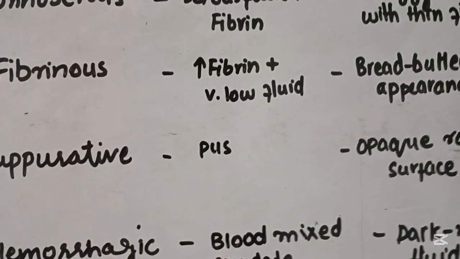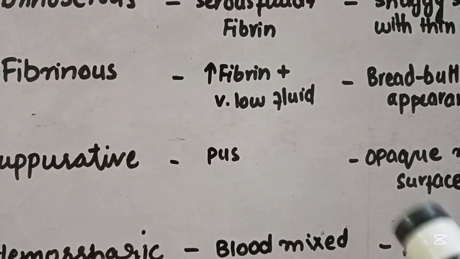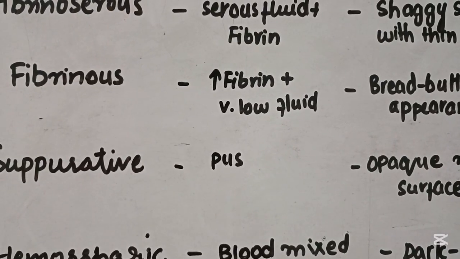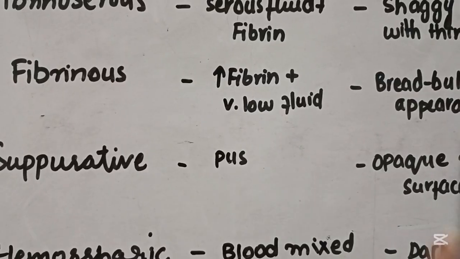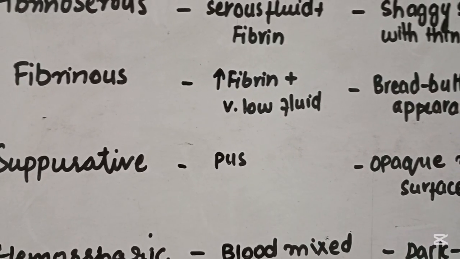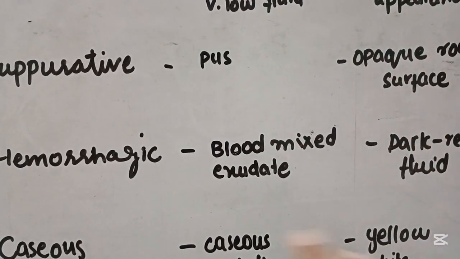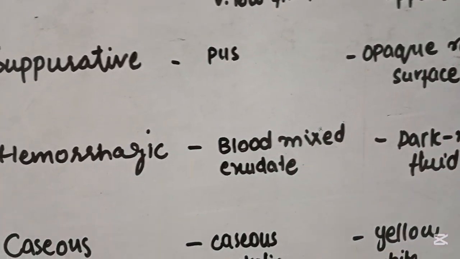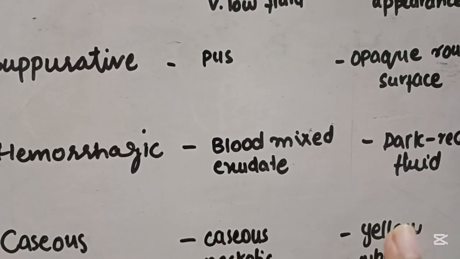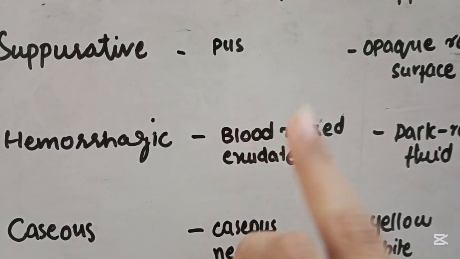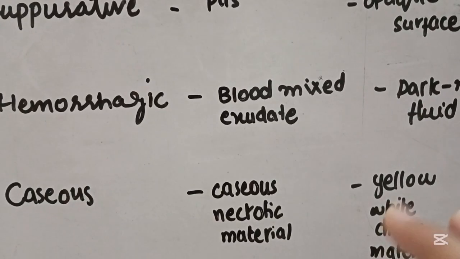Okay, suppurative type. In the suppurative type, we have pus. This pus consists of dead, dying, and alive bacteria, dead functional cells, and inflammatory cells like neutrophils, etc. And hemorrhagic type. In the hemorrhagic type, the exudate is blood mixed. There is release of serous fluid as well as release of blood, so the exudate consists of both. Okay, in caseous necrosis, we know that there will be caseous necrotic material.